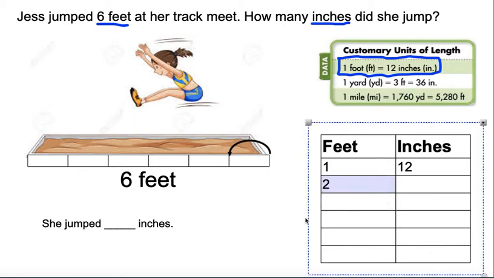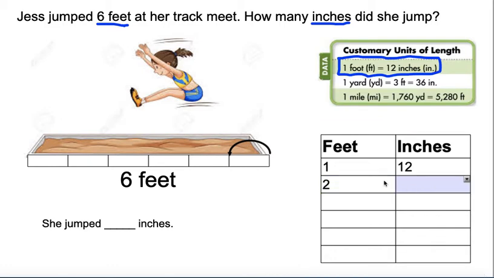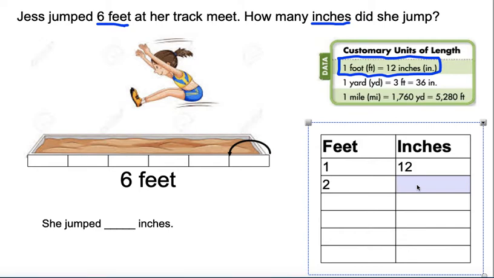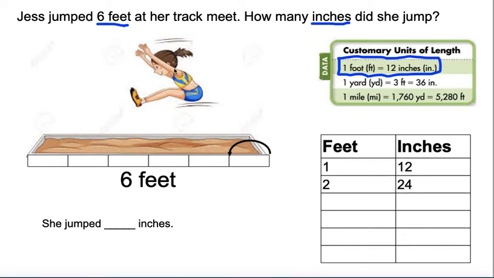Let's see, 2 feet is how many inches? Well, if 1 foot is 12 inches, for 2 feet we just need to add on 12 more inches. That's going to be 24 inches. So again, to visualize it, 2 feet is twice as long. 12 more inches, that's going to be 24 inches total.